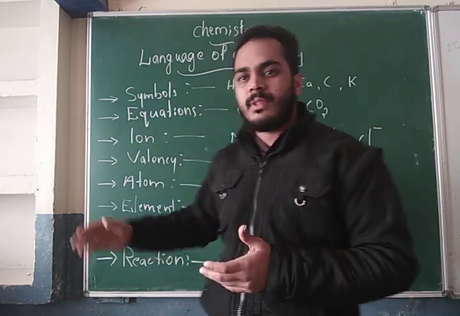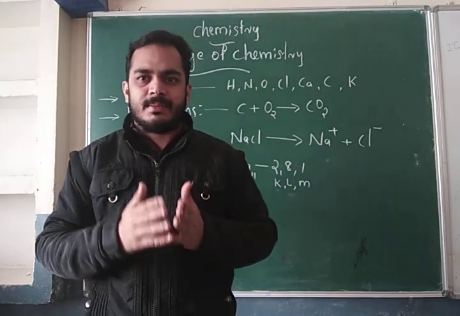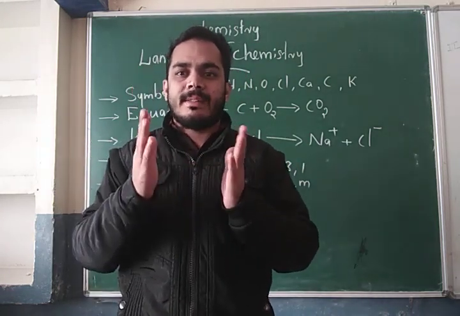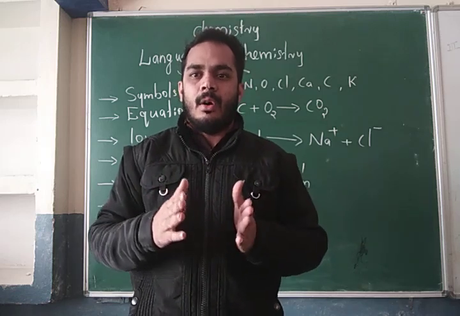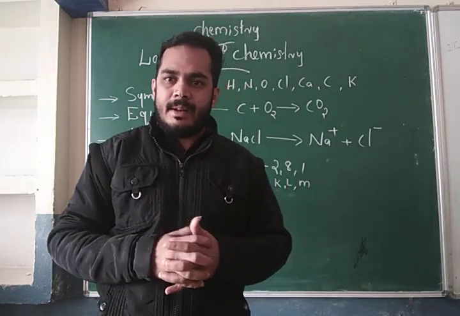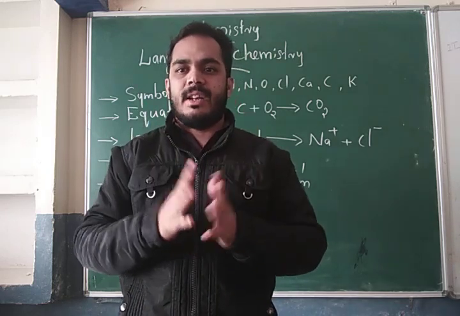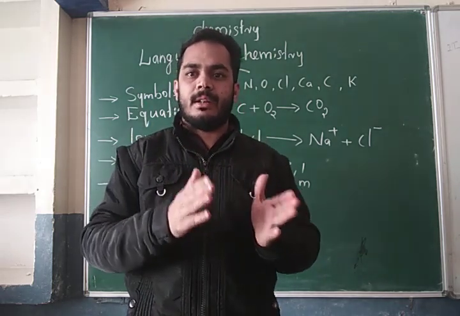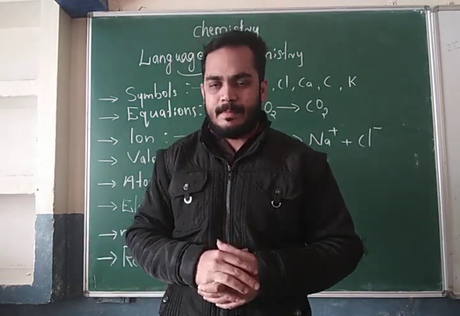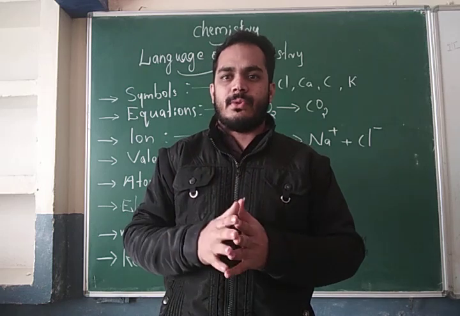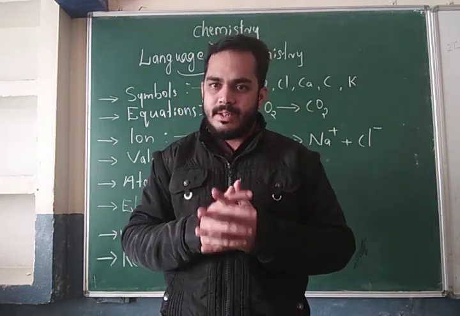The first one, symbols. I hope all of you know, as explained in the previous lesson, what is meant by symbols. Our periodic table has 118 different elements, and these elements are shown as different symbols. Hydrogen, chlorine, nitrogen, oxygen, this type of elements. Hydrogen is denoted by the capital letter H.